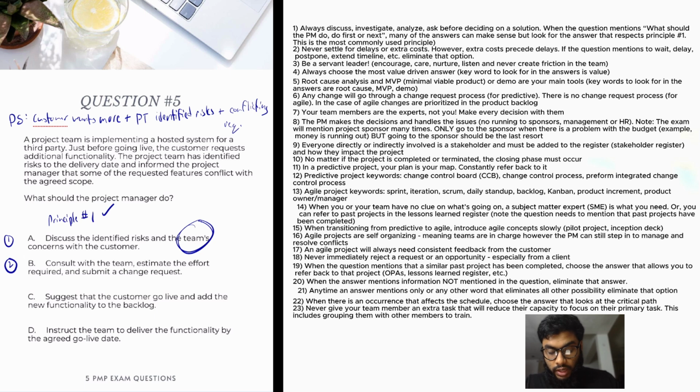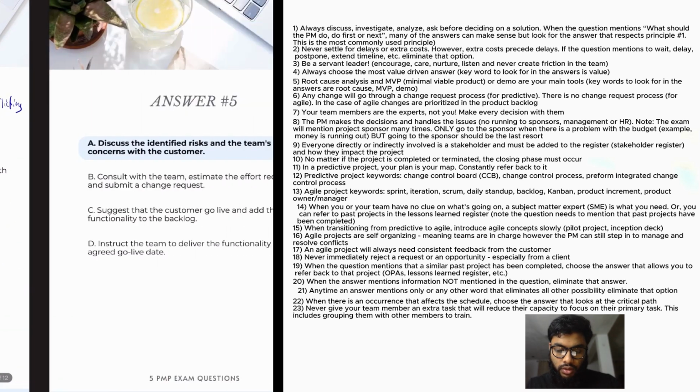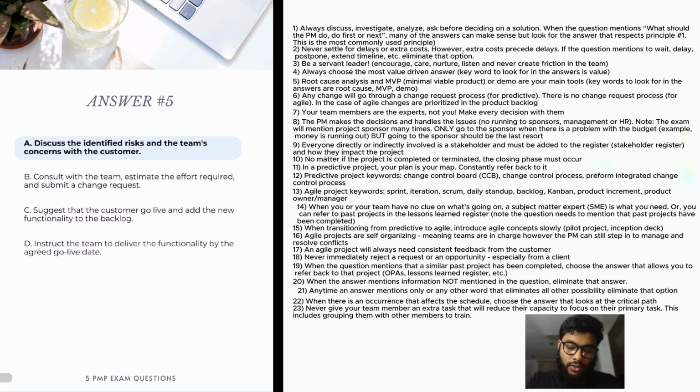Suggest that the customer go live and add the new functionality to the backlog. So this completely ignores our problem statement, so I'm going to eliminate it. Instruct the team to deliver the functionality by the agreed go live date. So again, this ignores the functionality. This ignores the problem statement. What are we doing to address what the customer wants? What are we doing to address the identified risks and the conflicting requirements? So the answer here is going to be A. That's our answer.